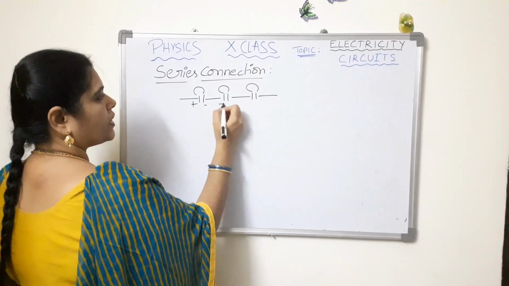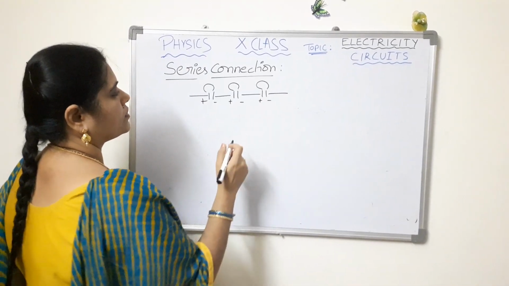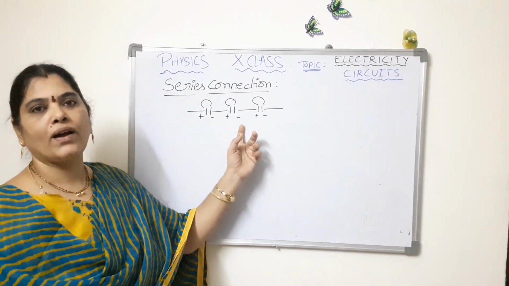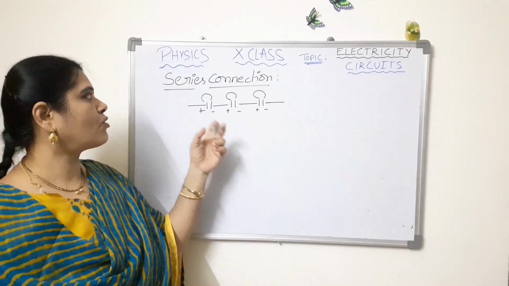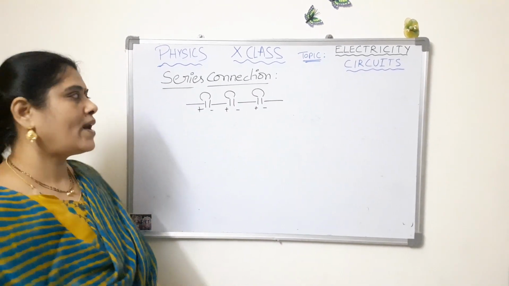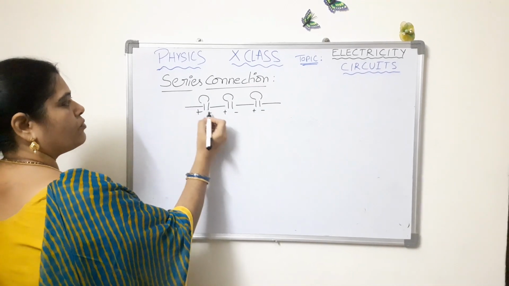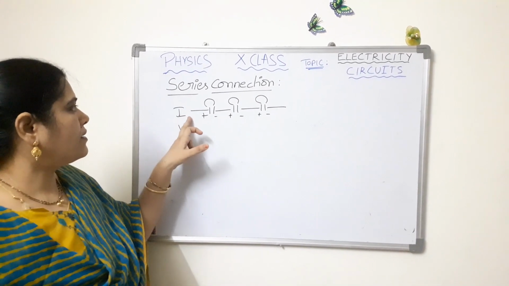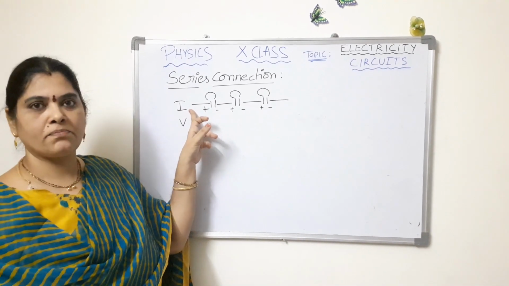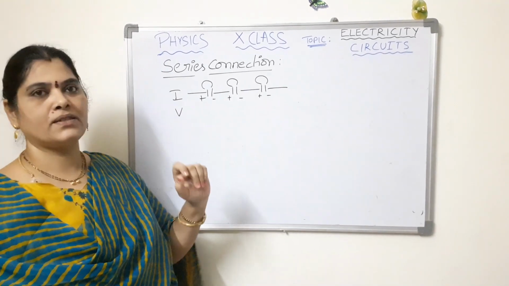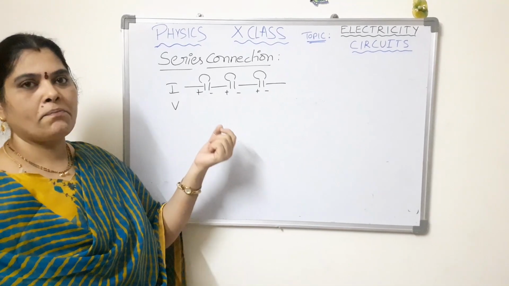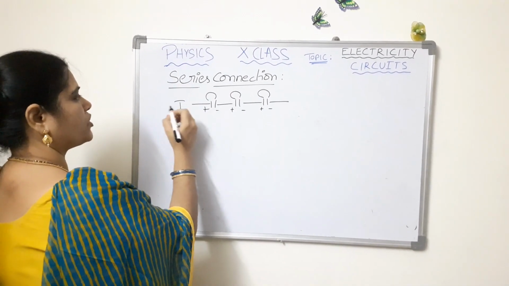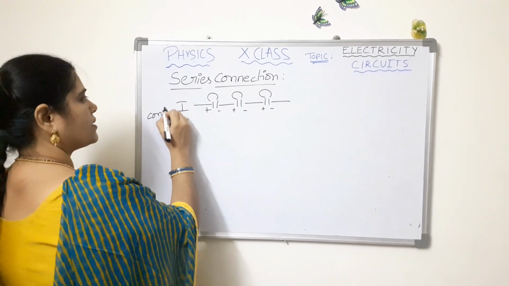This is plus minus plus minus plus minus. If all the components are connected from one end to another end just like this, then it is called a series connection. What happens about I and V? What is I here? The current which is passing through these three bulbs is the same, only one path is there. So in this connection, series connection, I is always constant.